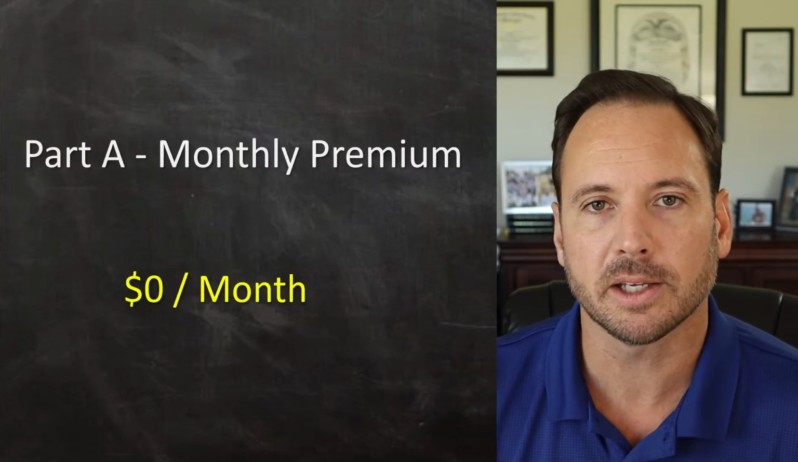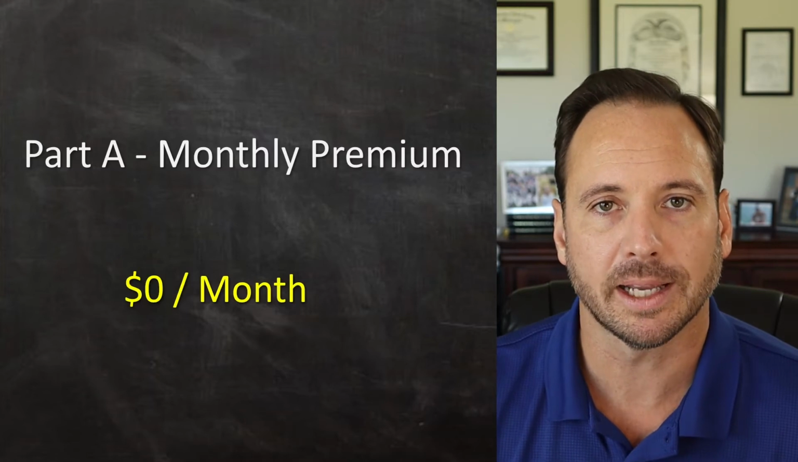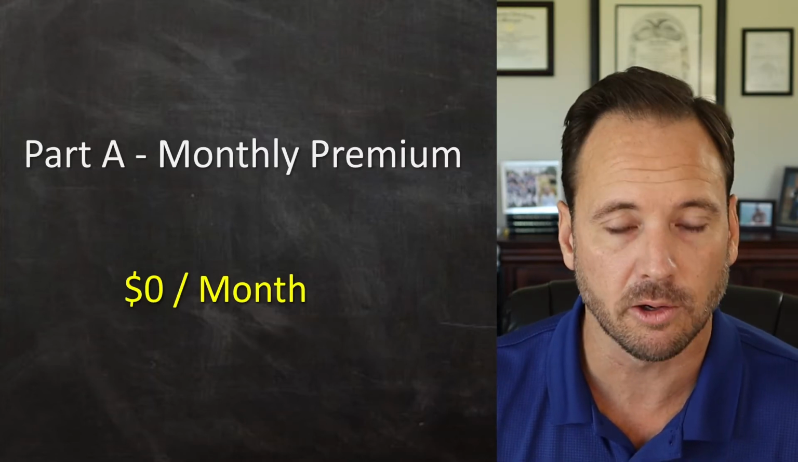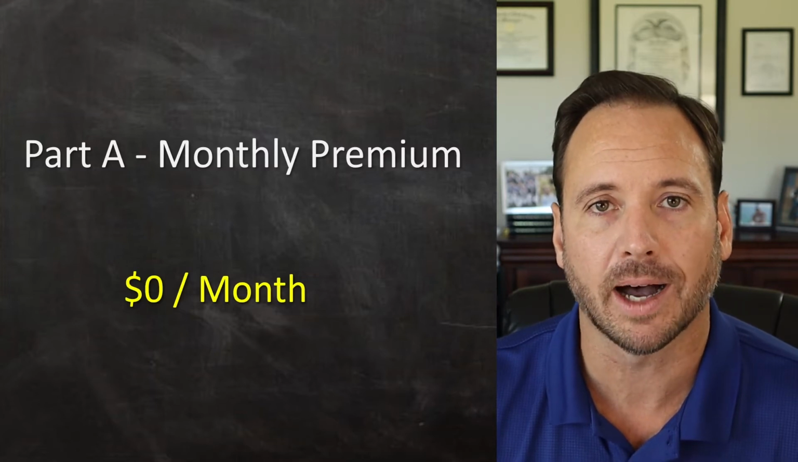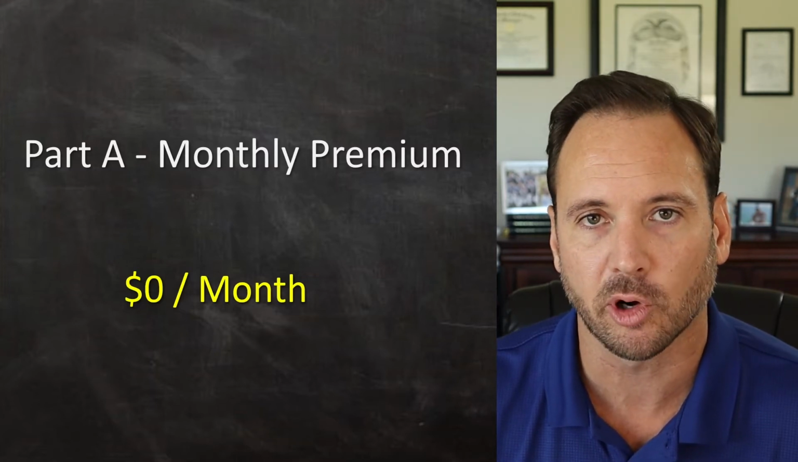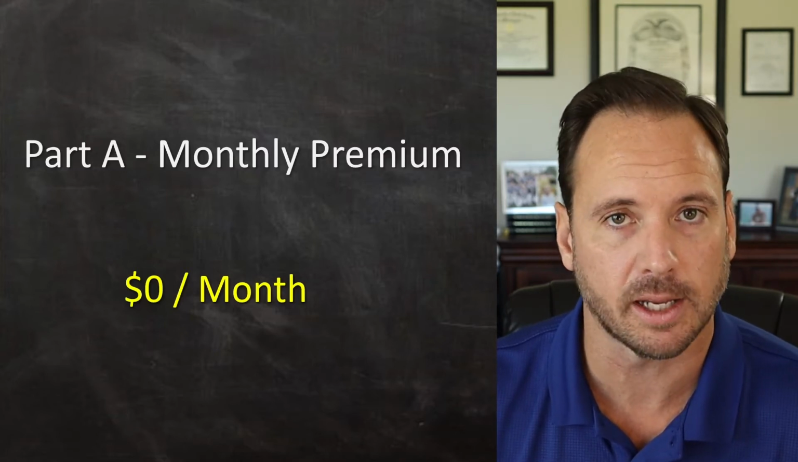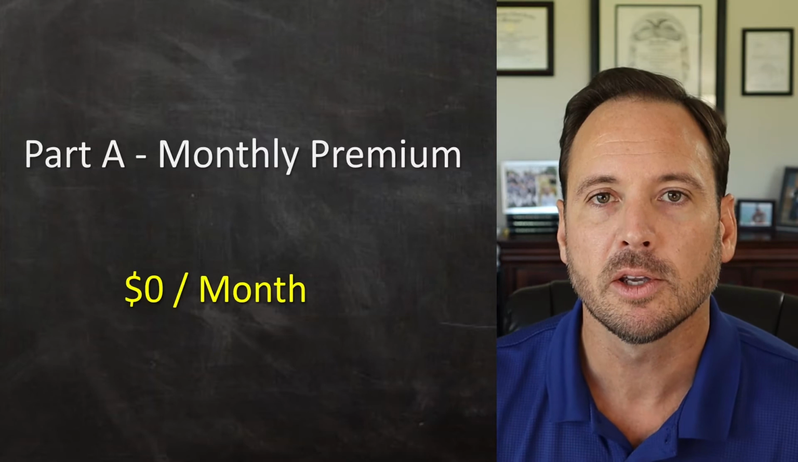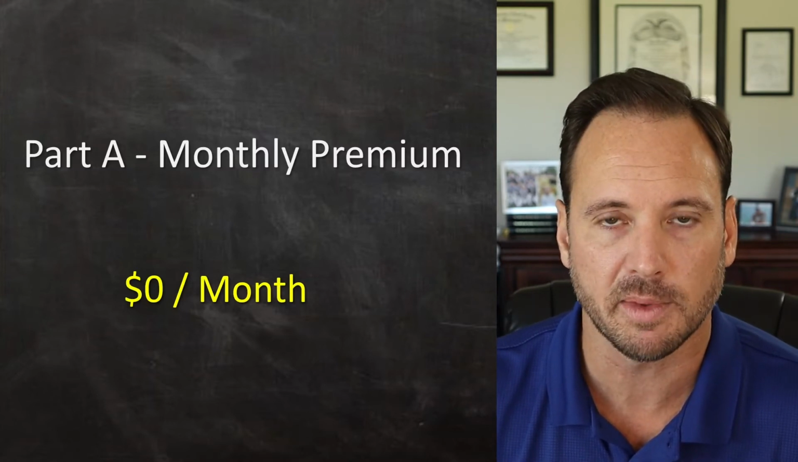The rule for Part A says that as long as you, or in some cases a spouse, has worked at least 40 quarters, which is 10 years, and you pay the appropriate taxes during that time, then you will qualify at age 65 for premium-free Part A. So if you're watching this and you've worked at least 10 years and you paid your taxes during that time, you can write down a 0 beside Part A. Should not cost you anything. You will not pay a premium for Part A.